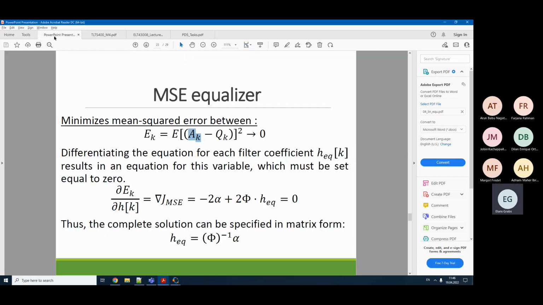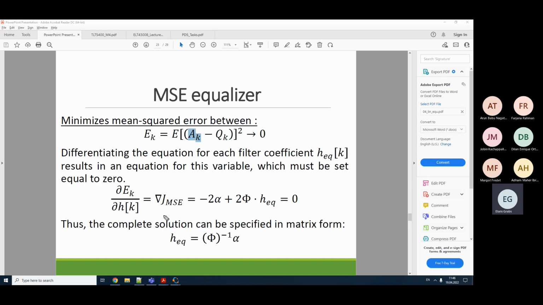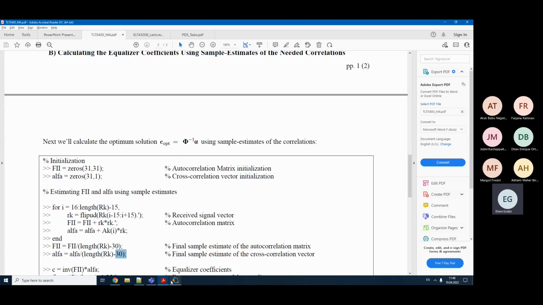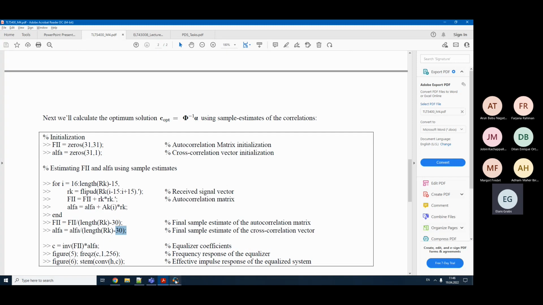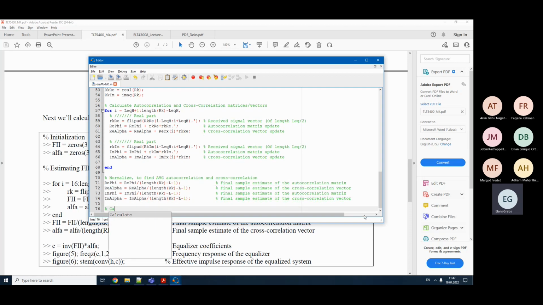Now we have our autocorrelation and cross-correlation vectors. What we need to do further is find our equalizer. Here is the solution. We need the inverse of the autocorrelation matrix and multiply it with the cross-correlation vector. The result will be our filter that we need to actually equalize our data, and then we will be able to test how it works. So now we can calculate the equalizer coefficients.